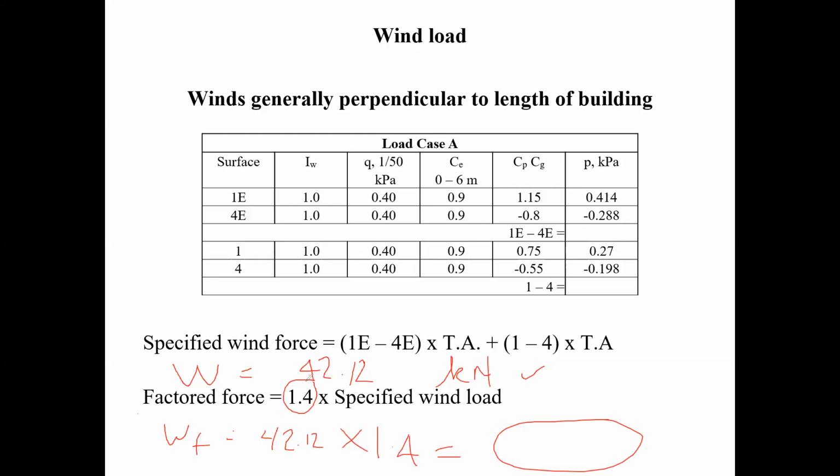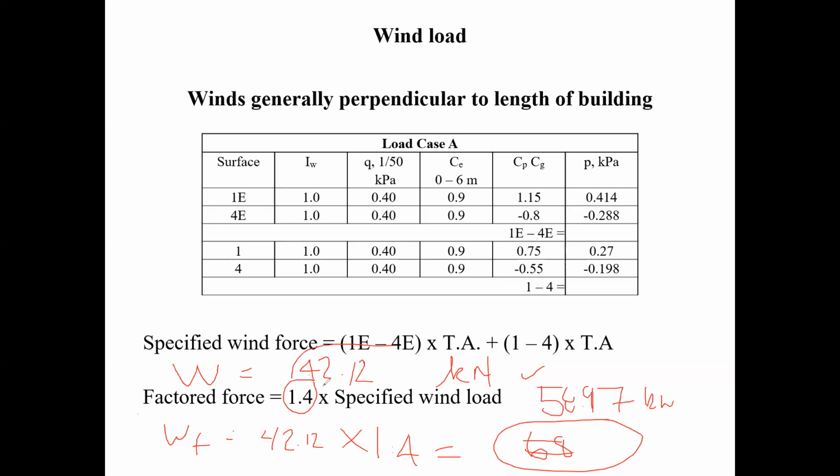So, does anybody have an answer? What's 42.12 times 1.4? 58.97. Wow, kilonewtons, 58.97. Okay, so that's going to be the force that gets transmitted, or that the vertical brace has to resist. 58.97.